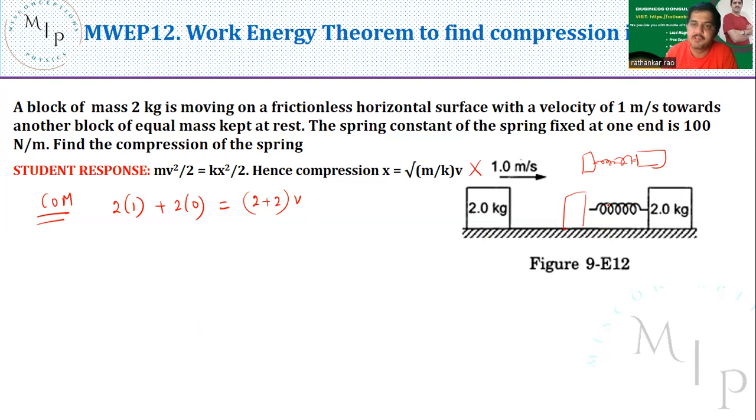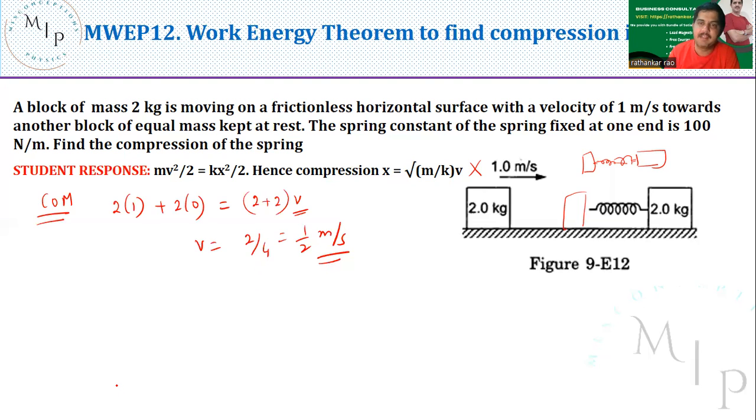And don't ask me what happens to the spring, because the spring will not have any momentum here, since it doesn't have any mass. So we have this. As a result, the velocity when both the blocks are moving together, the common velocity, should be equal to 2 by 4, which is half meters per second. This is the final velocity.